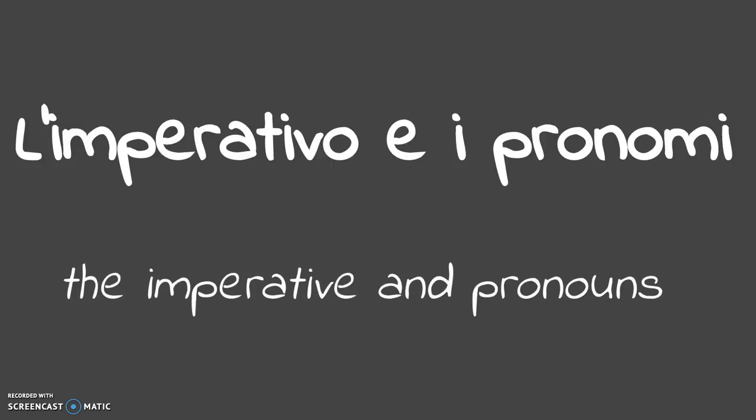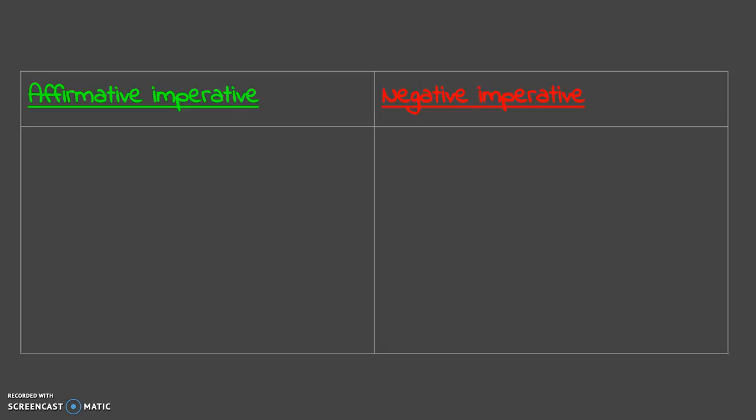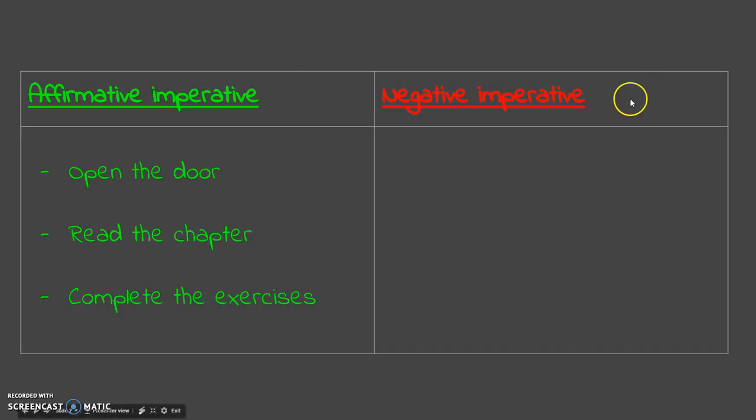As you know, the imperative mood is used to give orders, instructions, or advice in a very direct way. There are affirmative imperatives and negative imperatives. Affirmative imperatives are used when you are telling someone to do something. For example, open the door, read the chapter, or complete the exercises. And then, of course, negative imperatives are used when you are telling someone not to do something. So don't cross the road, don't open the window, or don't speak during the movie.